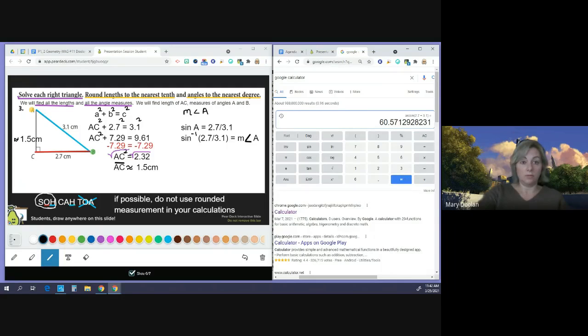Equals 60.57129, and so on. And we do want to round this. It says round to the nearest degree, so that's talking about a whole degree. So I want to the left of the decimal, 60, or is it 61? Depending on what's right here in the tenths place, I have a 5. So I'm going to round up to 61 degrees. So the measure of angle A is approximately 61 degrees.